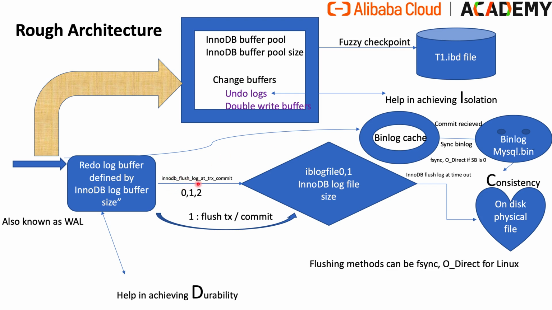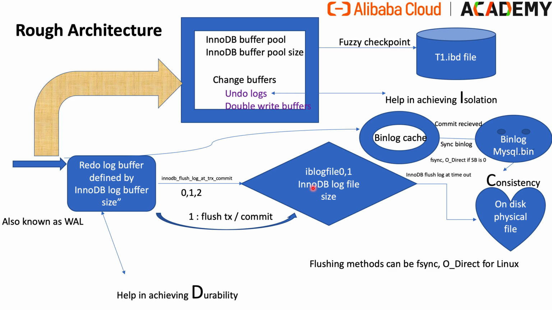InnoDB flush log at TRX commit is a variable which focuses on how the data will be flushed from your log buffer to your log file. There are three values: 0, 1, 2. I have mentioned one here, which means that whenever there is any commit, your transaction will flush from the buffer to your redo log file. Yes, but this is increasing your IOPS. I can say for every commit there is IO.